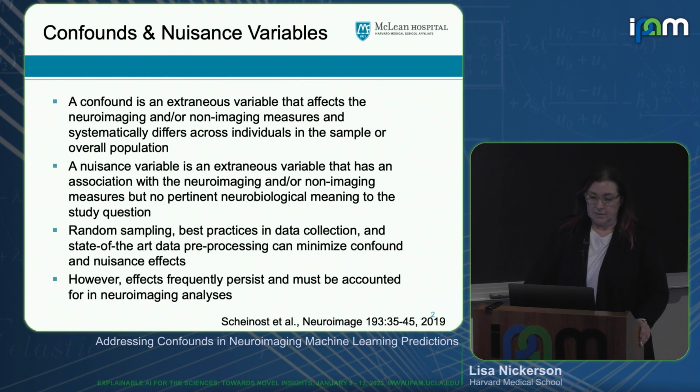A nuisance variable is an extraneous variable that has an association with the neuroimaging and or non-imaging measures, but doesn't contain any pertinent neurobiological information that's relevant to the study question. Random sampling, best practices in data collection, and state-of-the-art data pre-processing can minimize confounds and nuisance effects, but effects do persist even after some of these basic things, and they have to be accounted for in neuroimaging analysis.